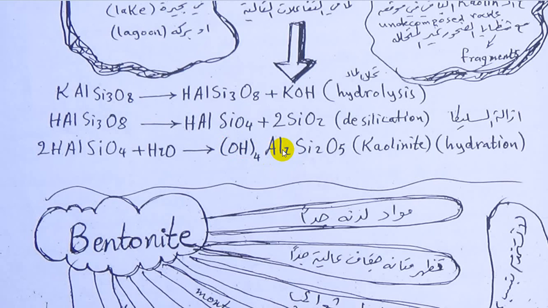OH4 is the default for the Al2Si2O5. This is the kaolin. This is the resulting kaolin compound, as you can see, by using the hydration technique, which is considered the first technique of the chemical formulation that we just visualized.